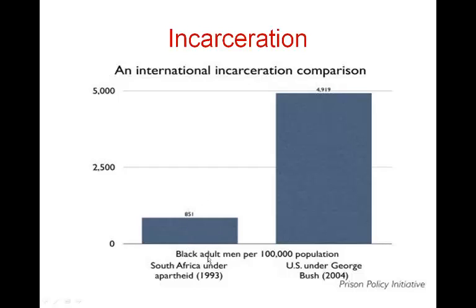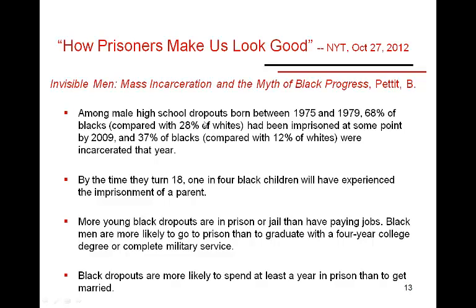This is black adult men incarcerated under South Africa during apartheid, and in the U.S. under Bush. So you can see that this is really shockingly differential in terms of incarceration rates.